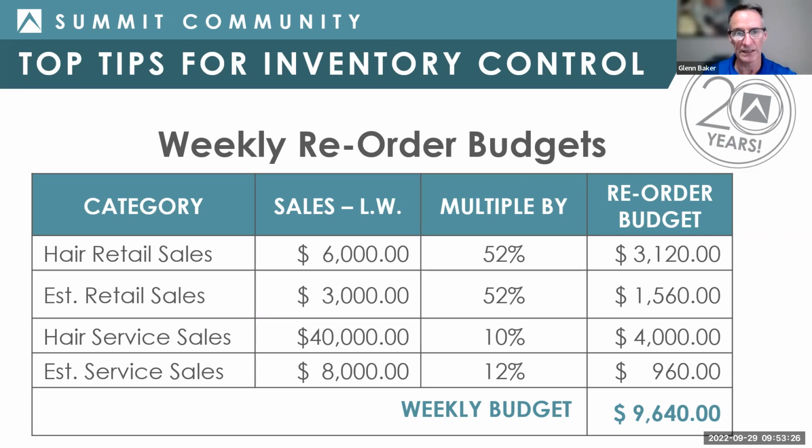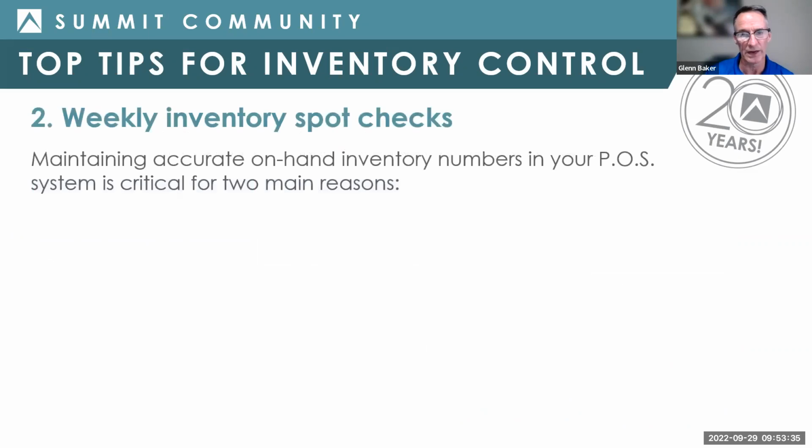Here's what I should have bought based on sales. Then you go to my order sheet. How much did I actually order? This is going to give me an accurate amount in terms of what should have happened in my salon. Number 2 is weekly inventory spot check.